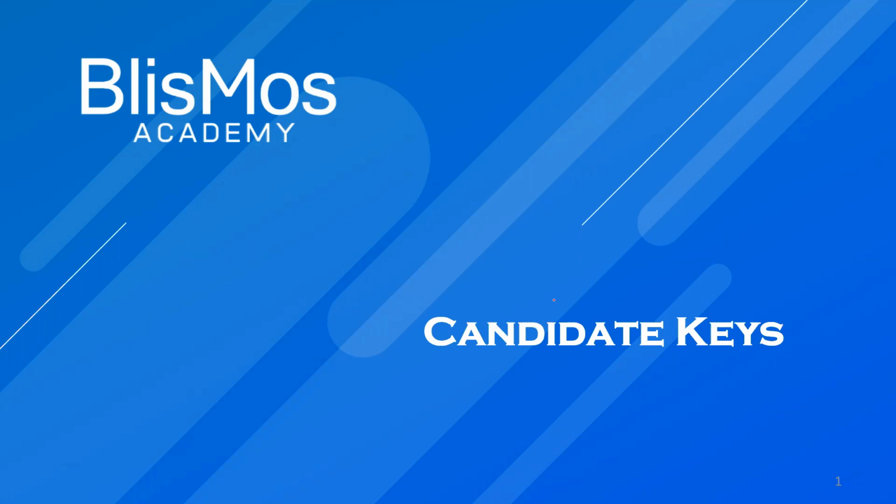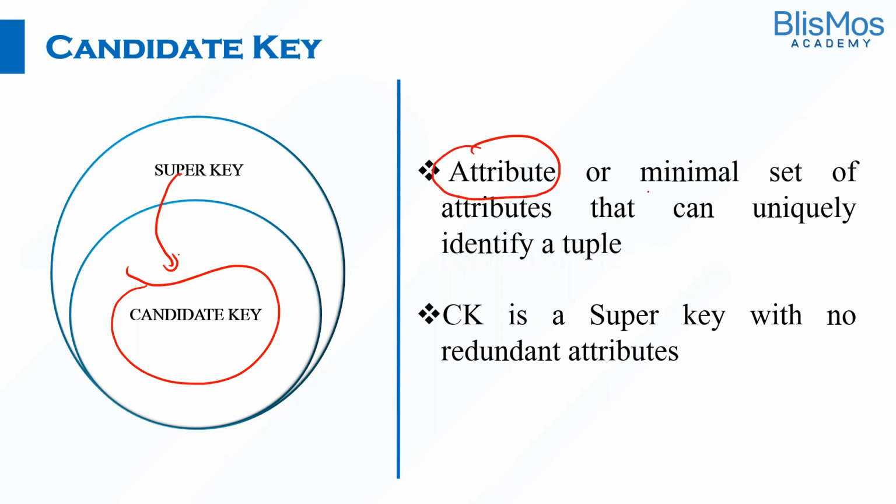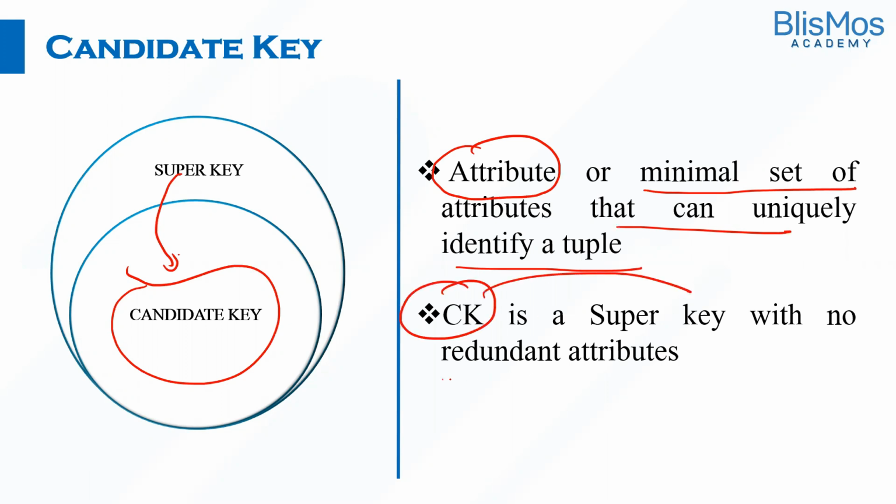As a part of this video, we'll understand what are candidate keys. As a part of the previous video, we understood what are the super keys. We understood candidate keys are derived from super keys. So candidate key is an attribute or a minimal set of attributes that can uniquely identify a tuple. In a way, candidate key is a super key with no redundant attributes. What exactly that means? We'll see that with an example.